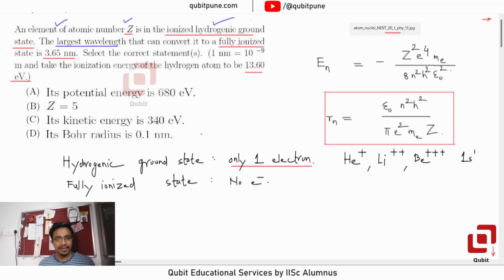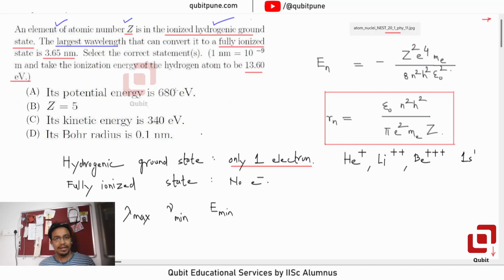Fully ionized state, and they are saying largest wavelength. Now if it is lambda max, that basically means nu min, least frequency. That also means that the energy that we are giving to the electron is the minimum energy. Now they are saying take the ionization energy of the hydrogen atom to be 13.60 electron volt. So what we will do is first find E min, and from E min we can find potential energy, kinetic energy, hopefully Z, and then the Bohr radius.